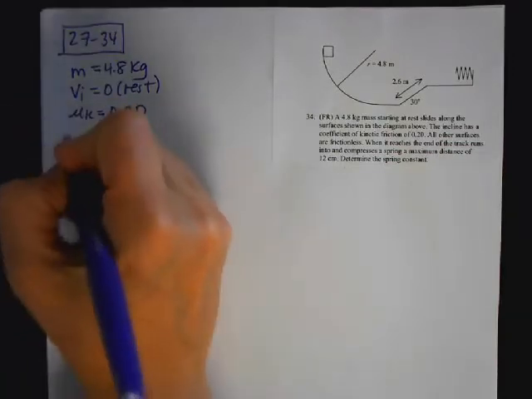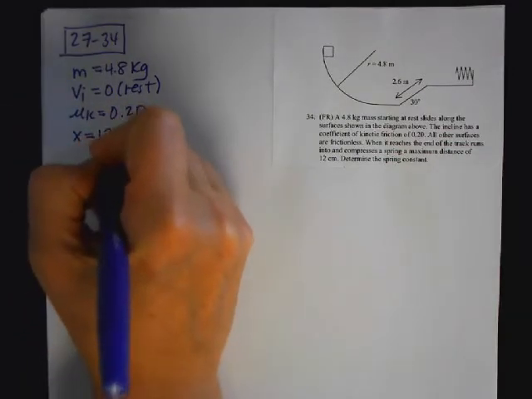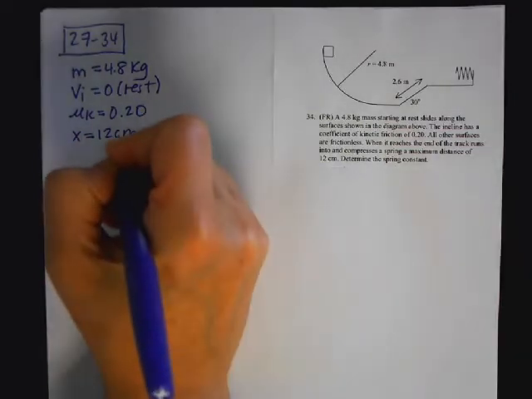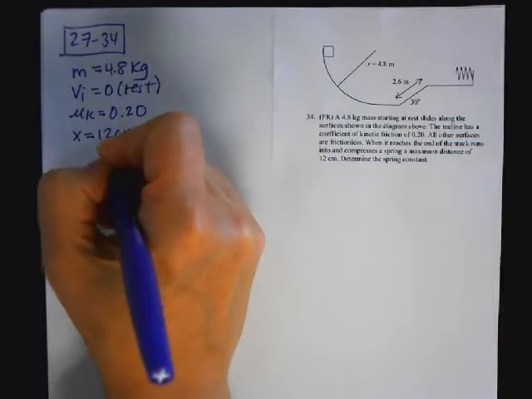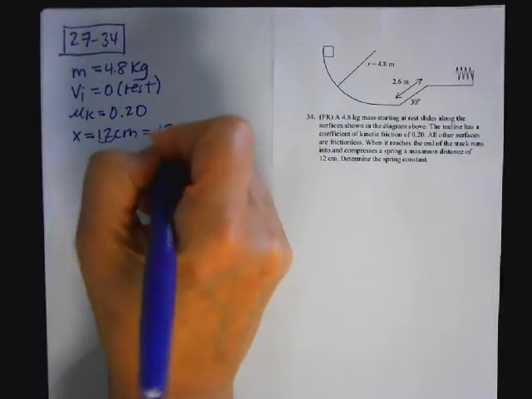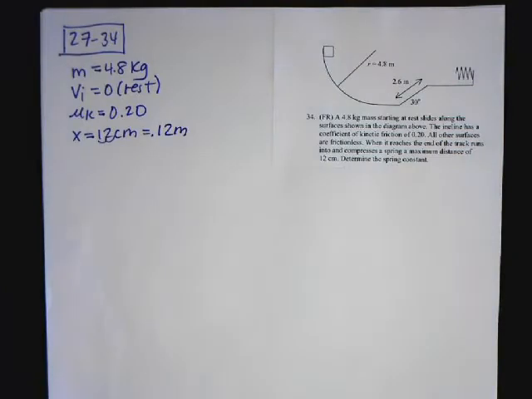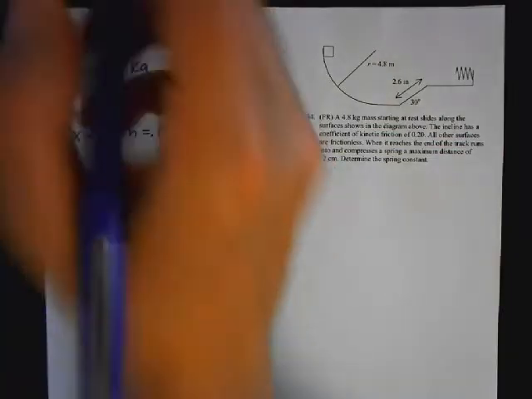So you see now when I write x is equal to 12 centimeters, when my hand writes cm, I'm going to say to myself, it's not centimeters, it needs to be meters. So this is 0.12 meters. So then I won't forget to do that at the end. It compresses a spring of maximum distance. Determine the spring constant. So I want to find k.